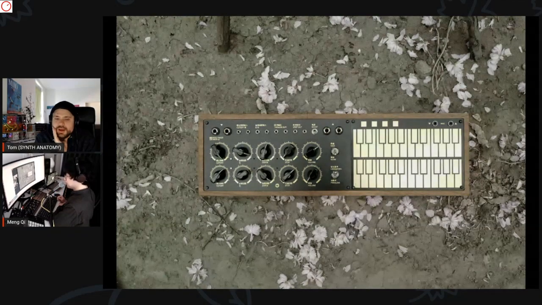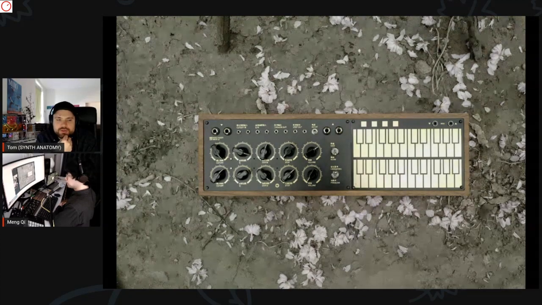And internally, you said the filters are analog. Are the filters your own design, or are you using a specific filter design from the past? It's actually a classic design, but it's one filter in a chip. It's the 2144.